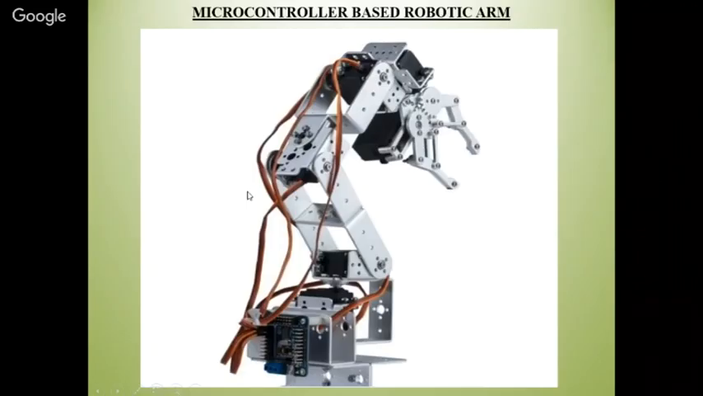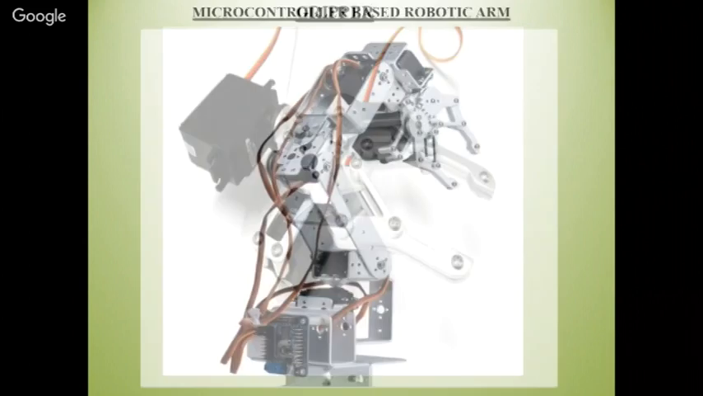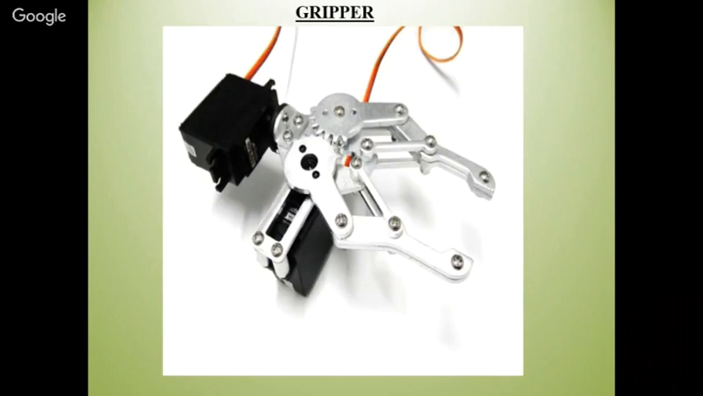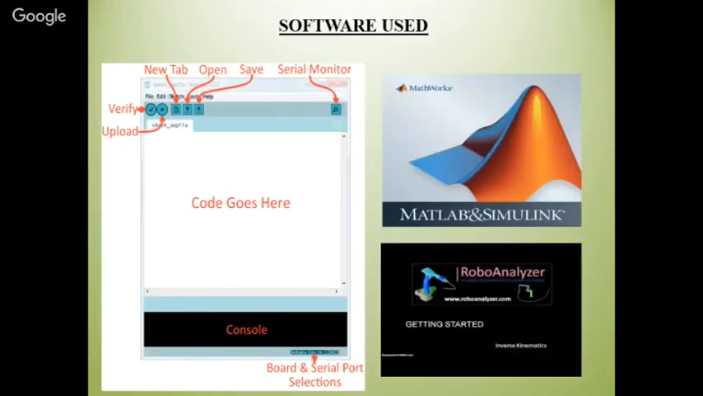Okay, and now the microcontroller based robotic arm. This is also an application of the embedded system. You can control the robotic arm using a microcontroller. Now you can see the gripper of the robotic arm. This is the gripper. It is servo motor based. Two servo motors are used.